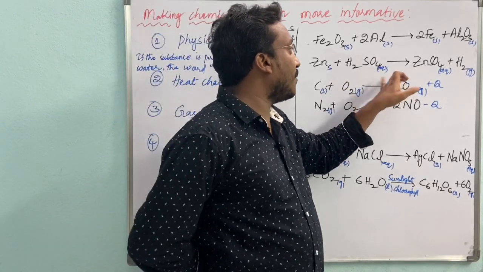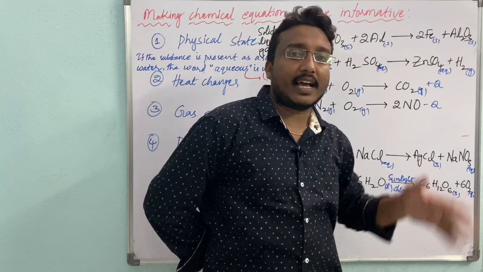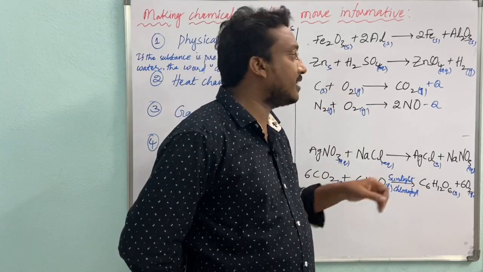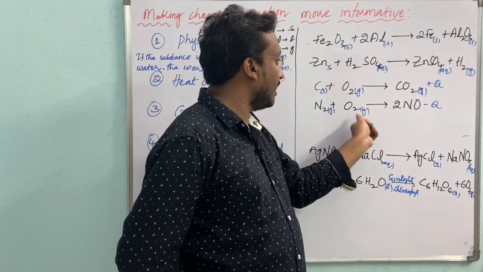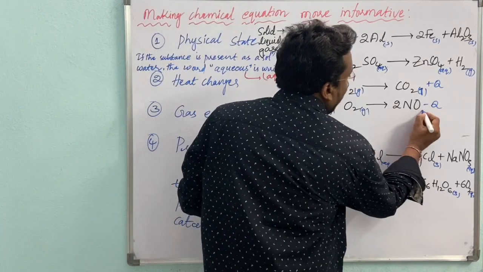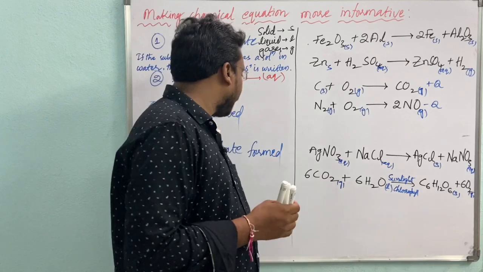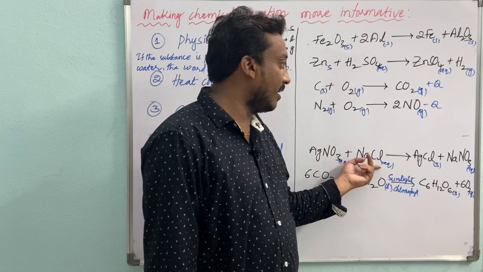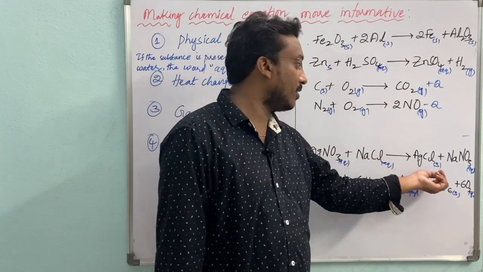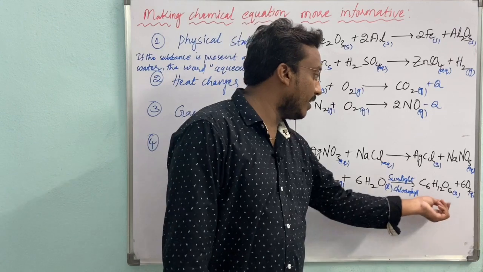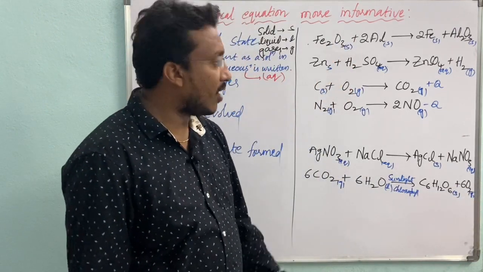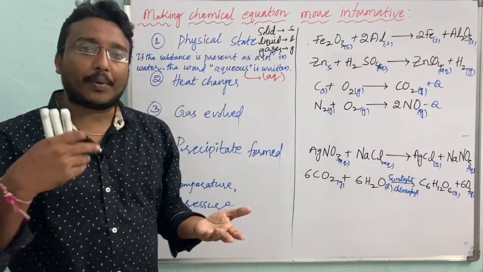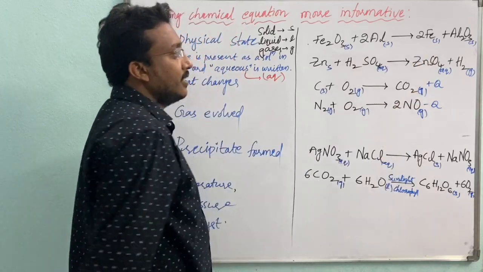Then sulfuric acid AQ, zinc sulfate AQ, and hydrogen gas, G. And here carbon is solid, oxygen is gas, carbon dioxide is gas, and nitric oxide is also gas, G. Then here aqueous silver nitrate, and sodium chloride, and these are all aqueous solutions, along with solid, liquid, and gas states. By mentioning these notations, we can understand whether the given reactant or product is in solid, liquid, or gaseous state. Here we have examples, right?